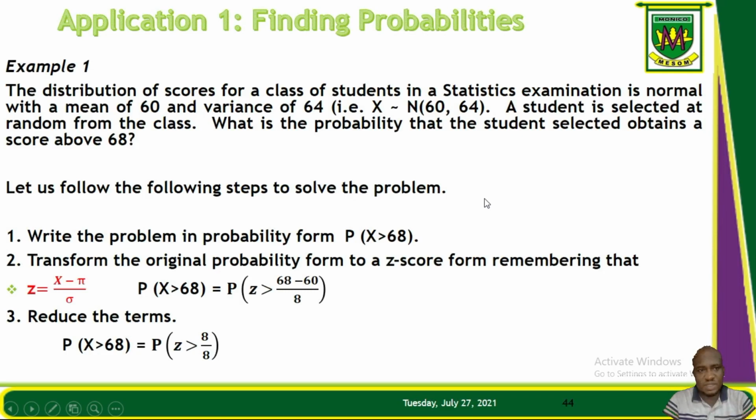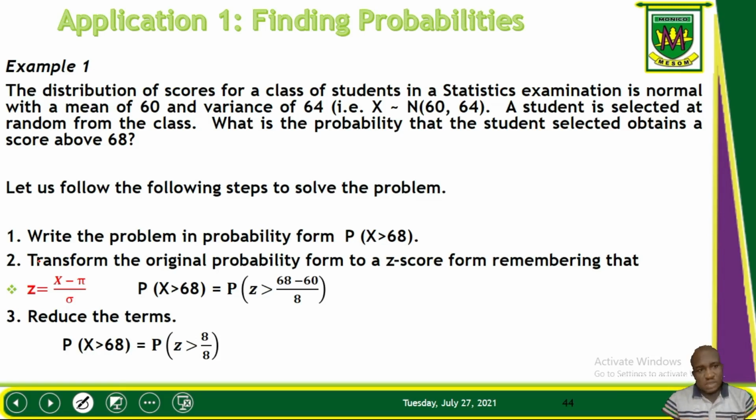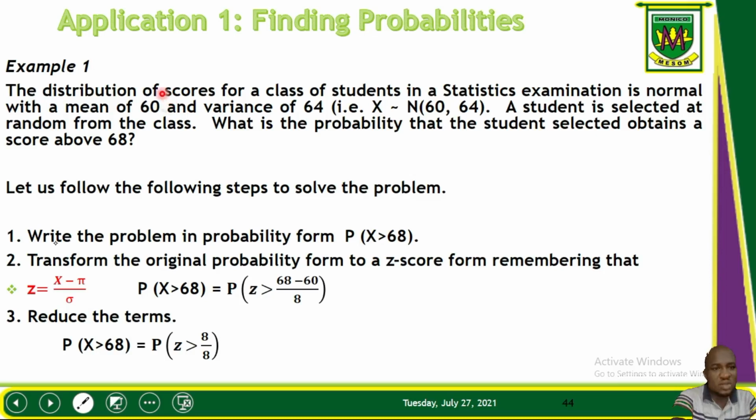Okay, let's start with the first application. Finding probabilities. And we all understand probability to be the chance of something happening. In mathematics, we did probability. The first example: the distribution of scores for a class of students in a statistics examination is normal with a mean of 60 and a variance of 64.